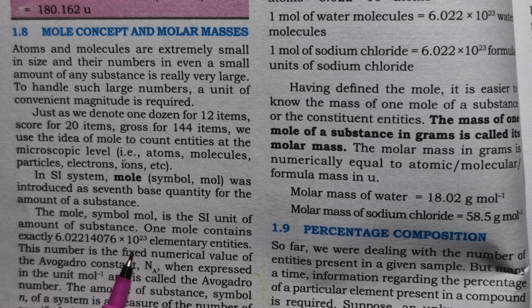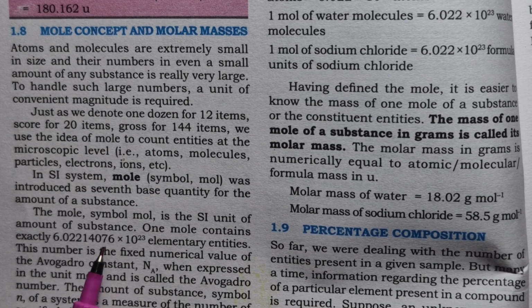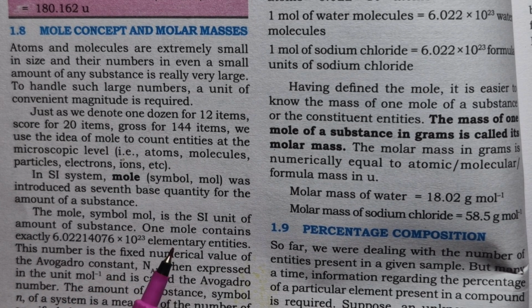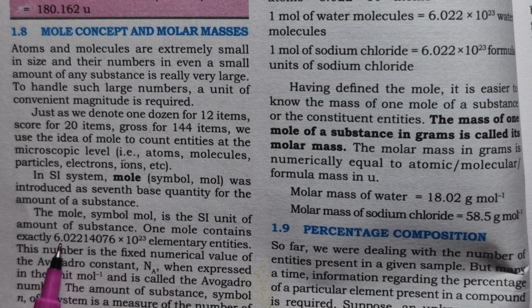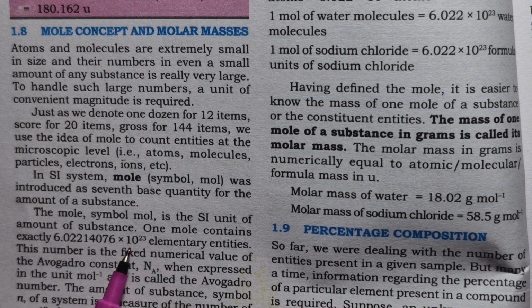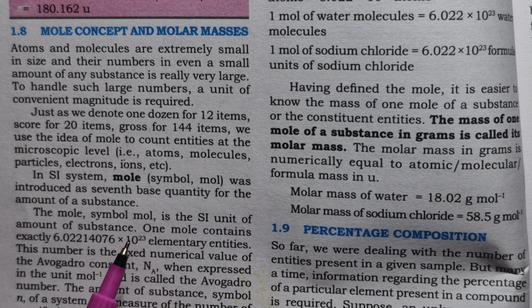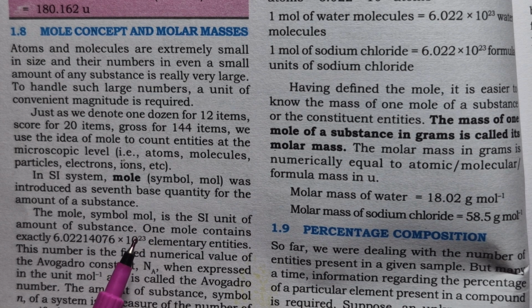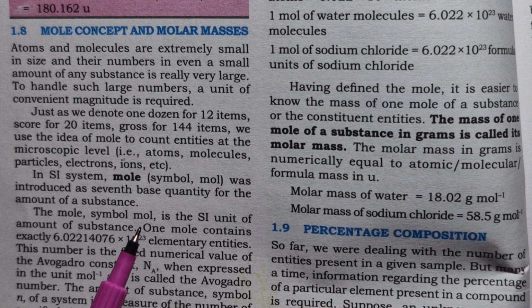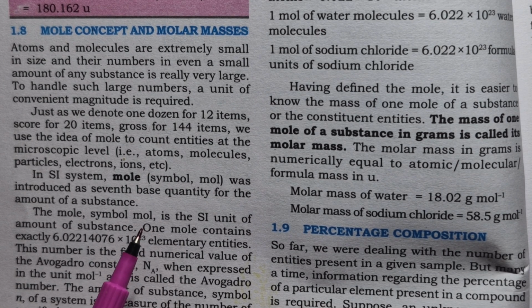So what does this number signify? Suppose I say 1 mole of a substance, then that substance will contain 6.022 into 10 power 23 number of entities. If I am mentioning a compound, it will be molecules. If I am mentioning an element, it may be molecules or ions or atoms, anything.